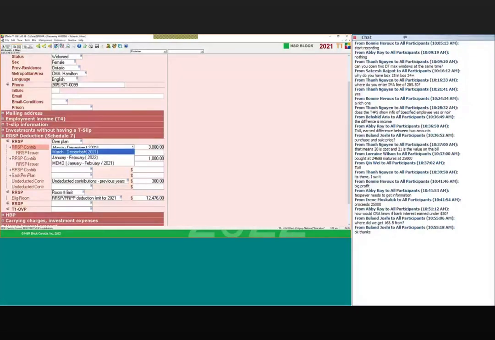So what happens if the client comes in and they have a contribution from January and February of 2021? What are we going to do with it in 2021? What are we going to do with that contribution slip?